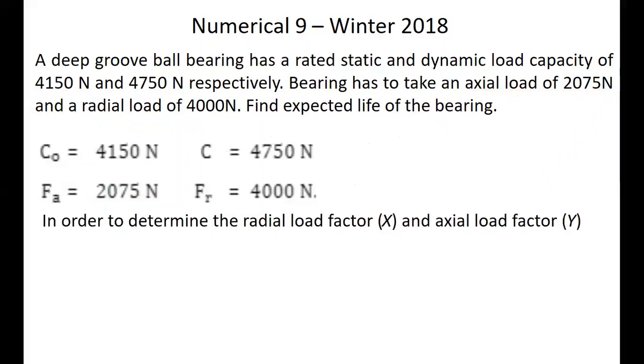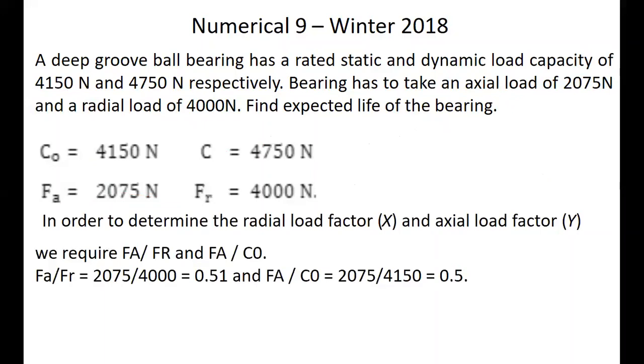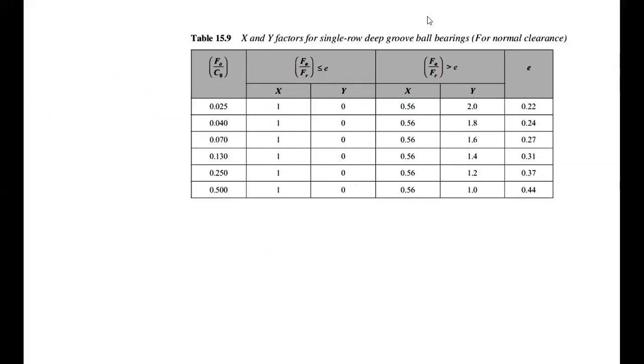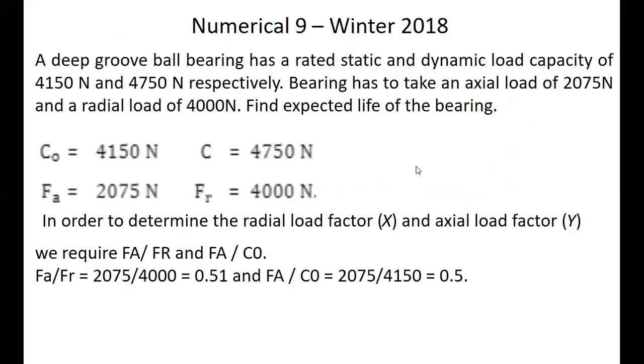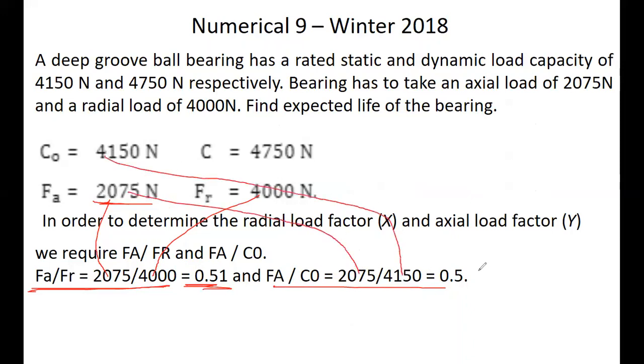In order to determine these two factors, let us go to the table. In this table, we need to find FA upon CO and FA upon FR, and then we can find the values of X and Y. FA is 2075, FR is 4000, so the answer is 0.51. FA is again 2075 and CO is 4150, so that turns out to be 0.5. So FA upon FR is 0.51 and FA upon CO is 0.5.